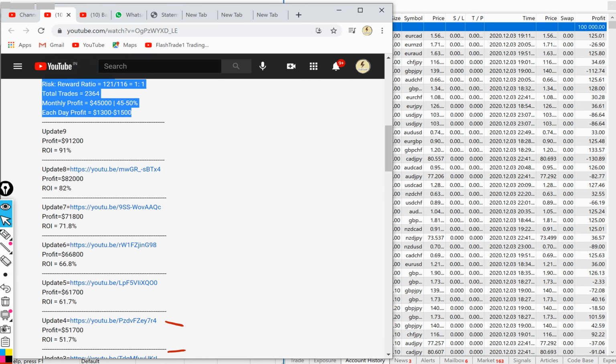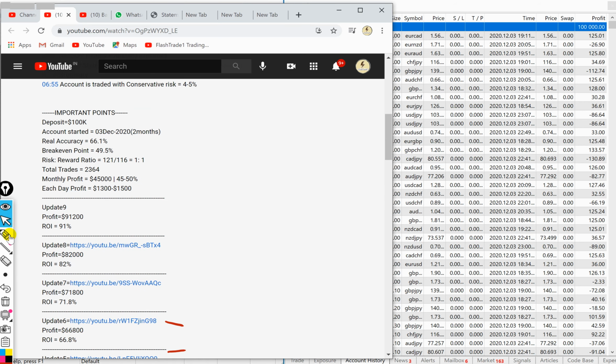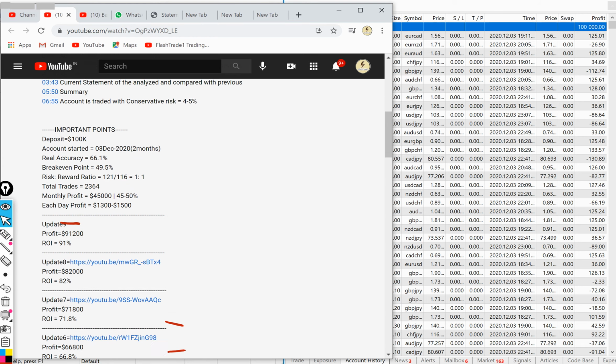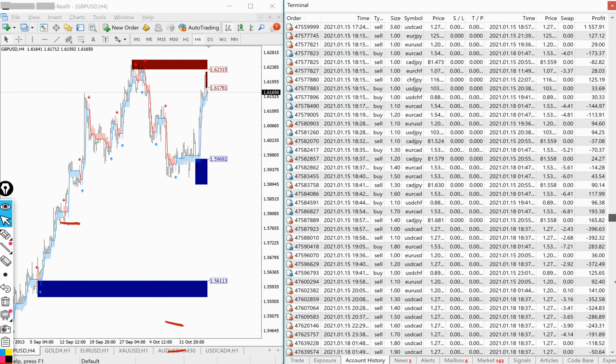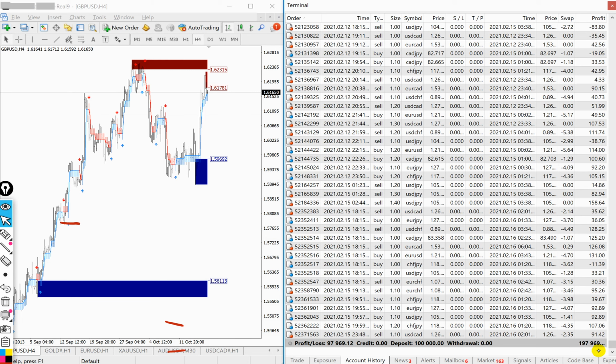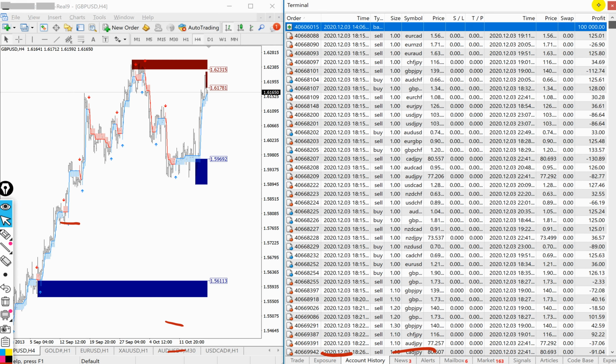Previous time, during the 9th update, the total profit on the account was $91,200. As of now, let's check the profit on the account, which is 97,969 with a deposit of 100k. Trading started on this account, you can see, on 3rd of December 2020.